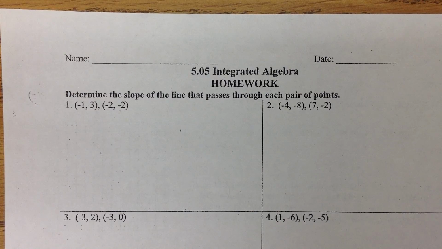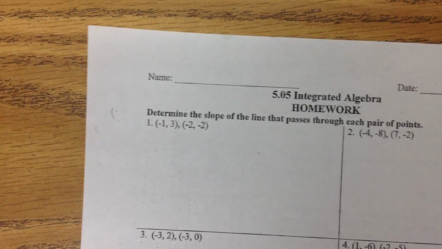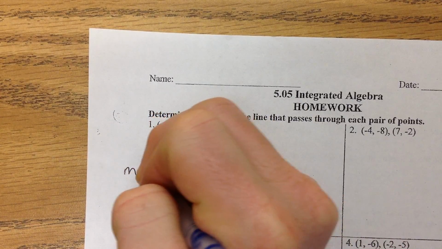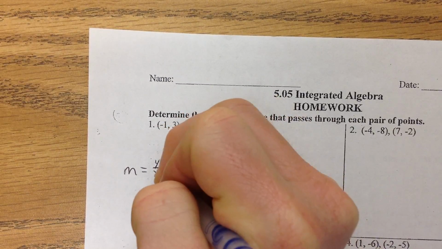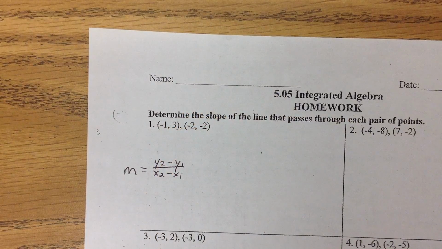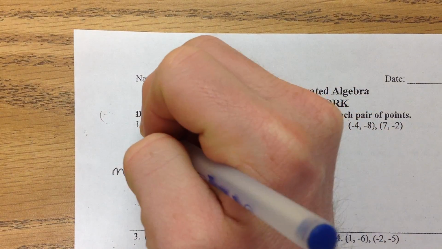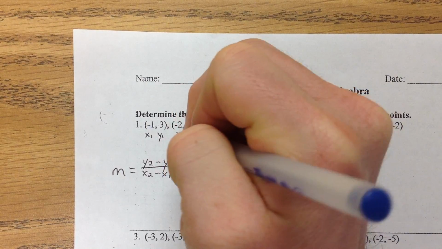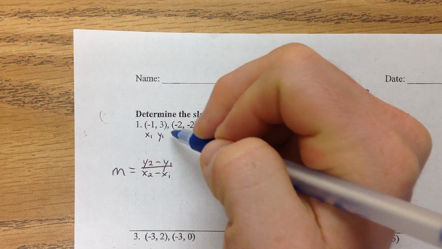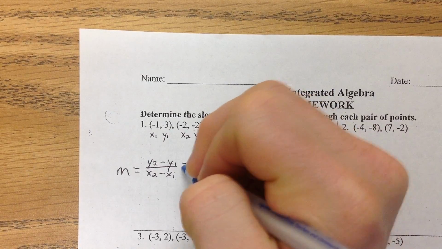So this is where we're going to use our slope formula, which is m equals y2 minus y1 over x2 minus x1. The biggest thing with these problems is just making sure that you take your time. It's easy to plug things in the wrong spot if you're trying to rush through these. So just take your time and say, all right, this first point is x1, y1. This second point is x2, y2. Every point needs an x and a y. And then we just plug the points in.